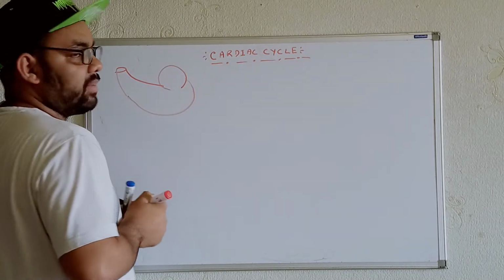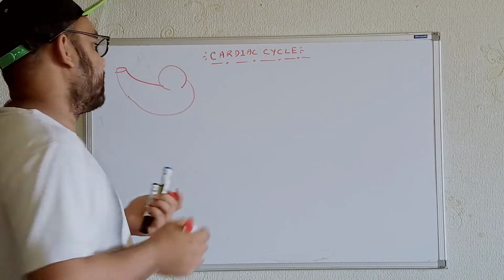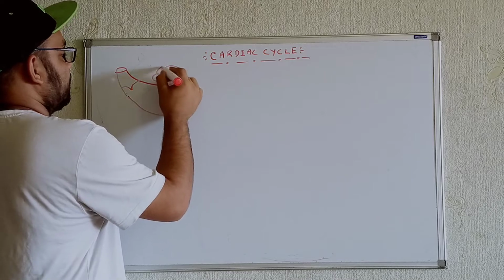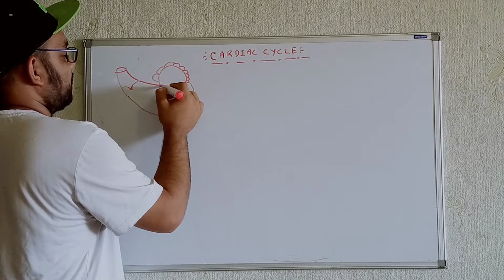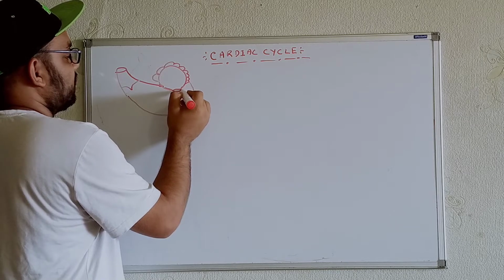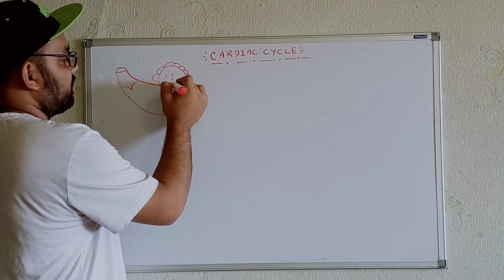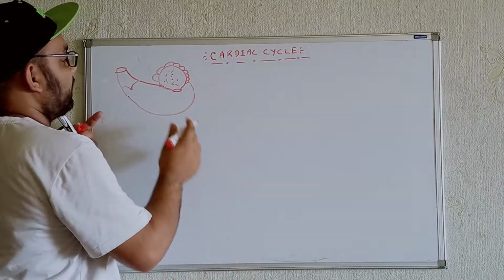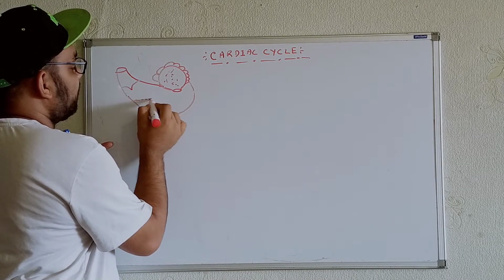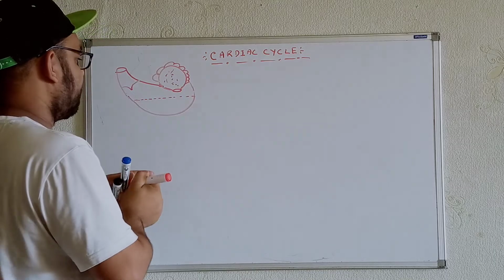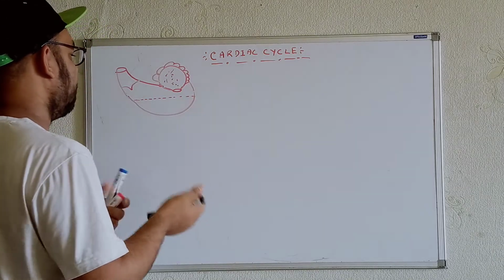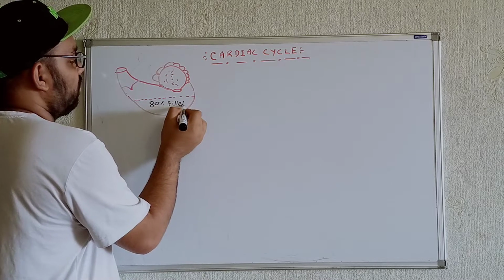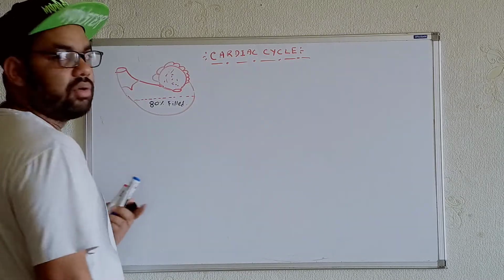In the first phase, when the SA node fires at first, we will see atrial contraction. The first thing we will see is the atrial contraction. Whenever the atria contract, the blood present within them comes out into the ventricles. Now see, at the time the atria contract, 80% of the ventricular filling will already be done. How this filling happens, I will talk about in subsequent parts. We will get it automatically.